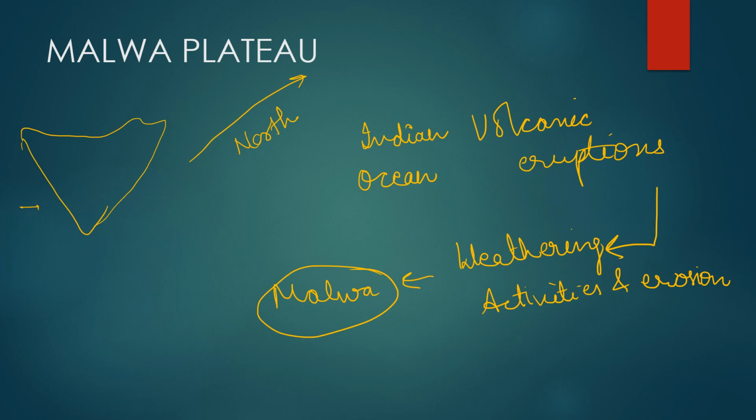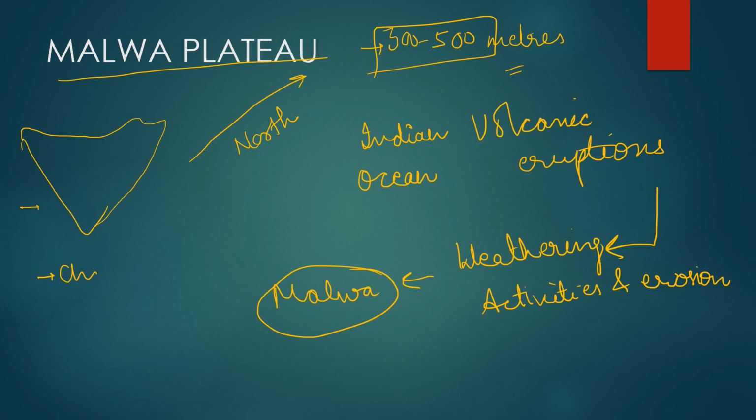Basically, these plateaus now have a height of around 500 meters. Max height is 500 meters. It can be from 300 to 500 meters. The height which is present now is just this much because of various erosional activities, rivers crossing here. As we know, there are various rivers crossing Malwa Plateau.